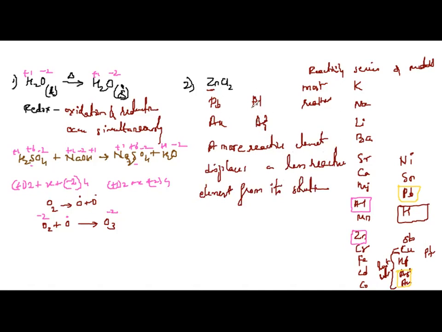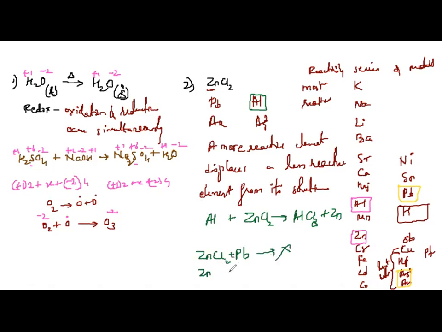So from the given options, only aluminium is present above zinc. So zinc chloride is the solution. Only aluminium is present above zinc. Therefore, only aluminium can displace zinc from its solution to form aluminium chloride. So it will displace zinc from its solution. Therefore, concentration of zinc chloride will decrease when it is kept in aluminium. Otherwise, you keep zinc chloride in lead, nothing will happen.